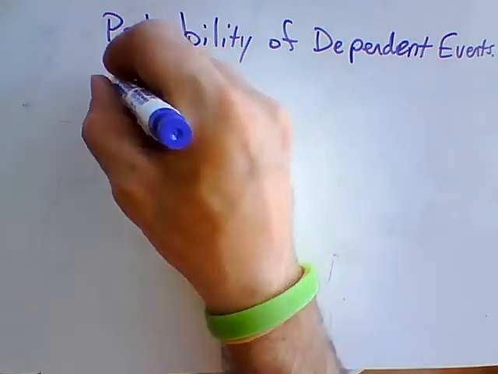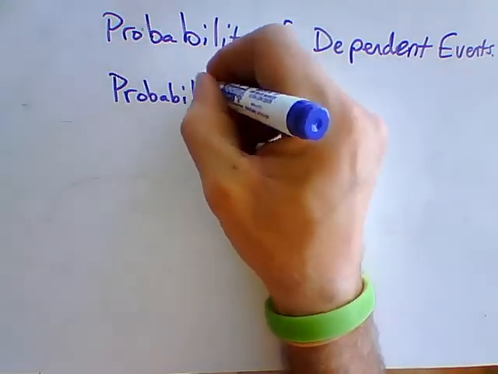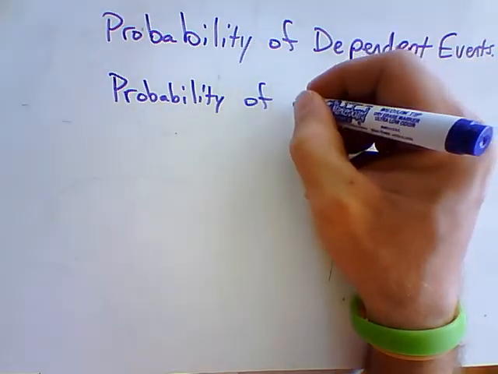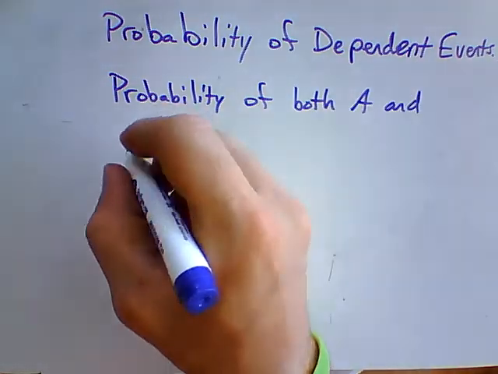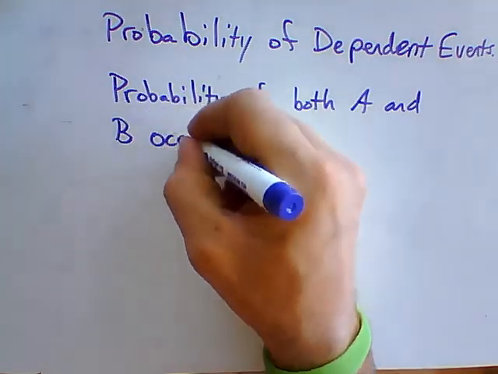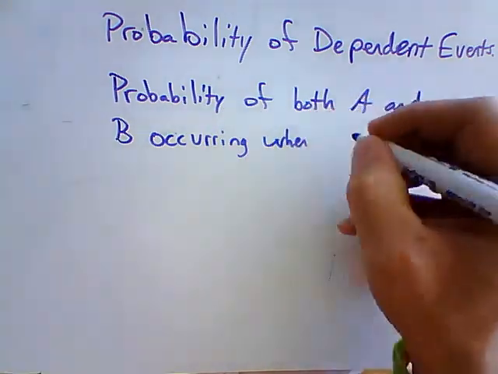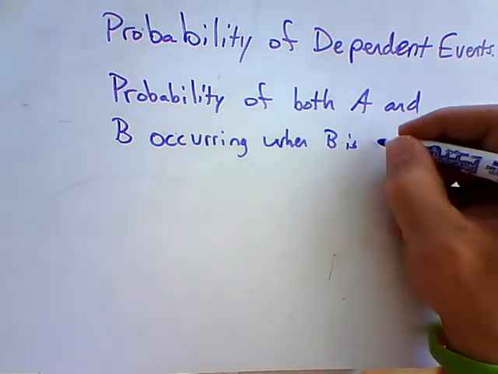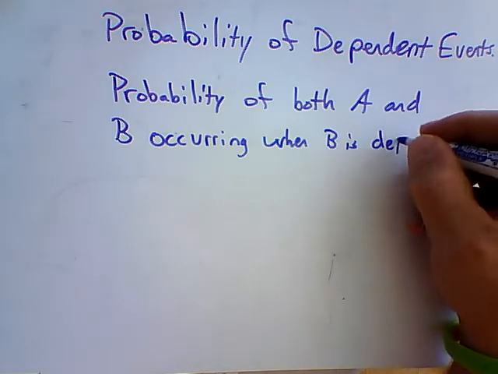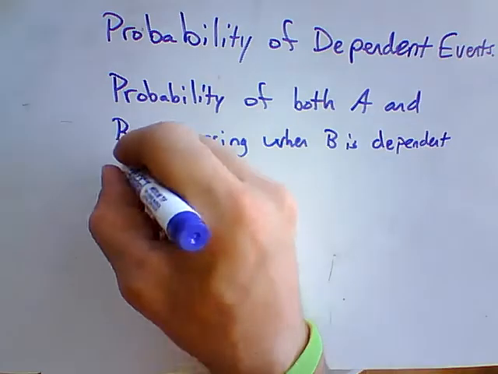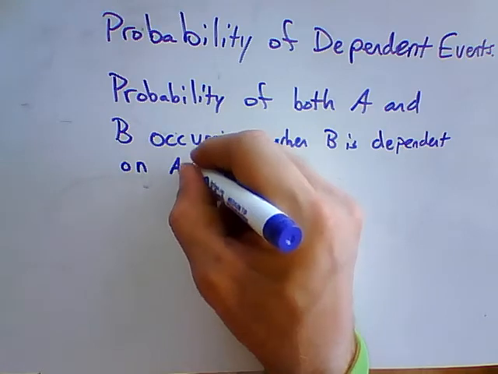But the probability of both A and B occurring when B is dependent, which does not mean it relies, well, yeah, okay, when it's affected in some way. Dependent on A, that's supposed to be on A.